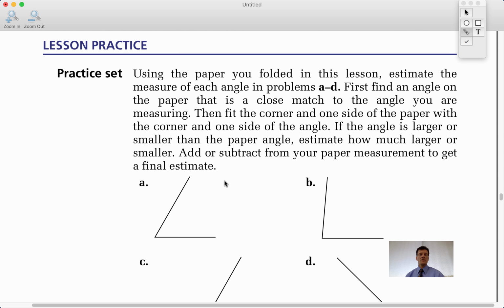So all you're going to do here is, let's just kind of estimate. It says, using the paper you folded in lesson, estimate the measure of each angle in A through D. So it says, first find an angle on the paper that is close, and then if it's a little bit bigger, maybe we just go a little bit more than what the angles that we know are, or if it's a little bit less, we just subtract a little bit, okay? So we're just going to estimate.